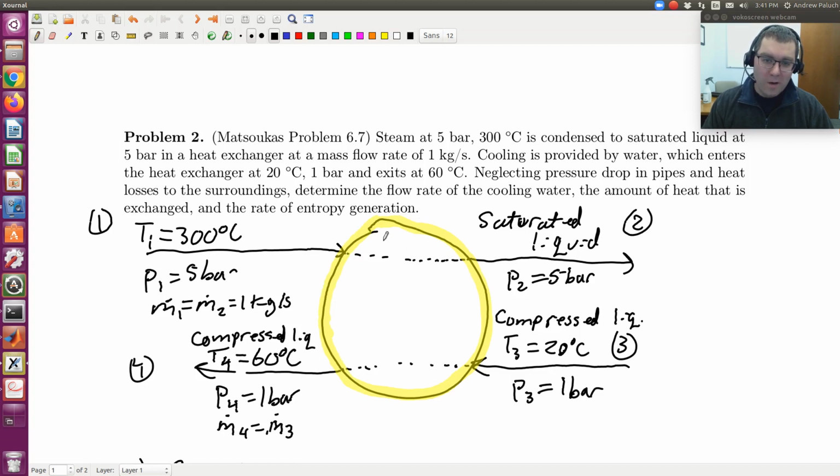is composed of stream 1 and 2 coming and going, and stream 3 and 4 coming and going. Because what we're told is that we're assuming no heat loss to our surroundings, because any heat that's lost by stream 1-2 is absorbed by stream 3-4. So the net effect is that Q net would be 0 for this system, that there's no heat loss to the surroundings.